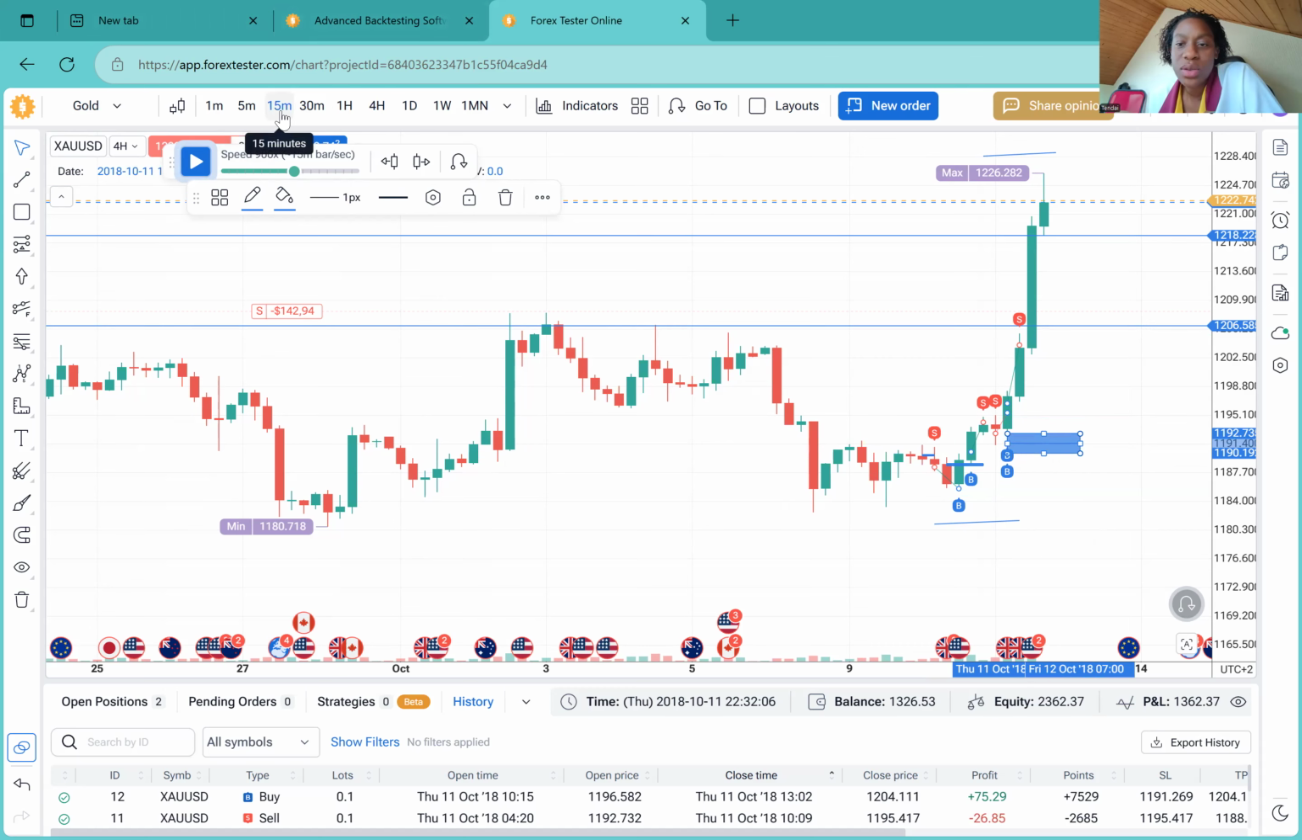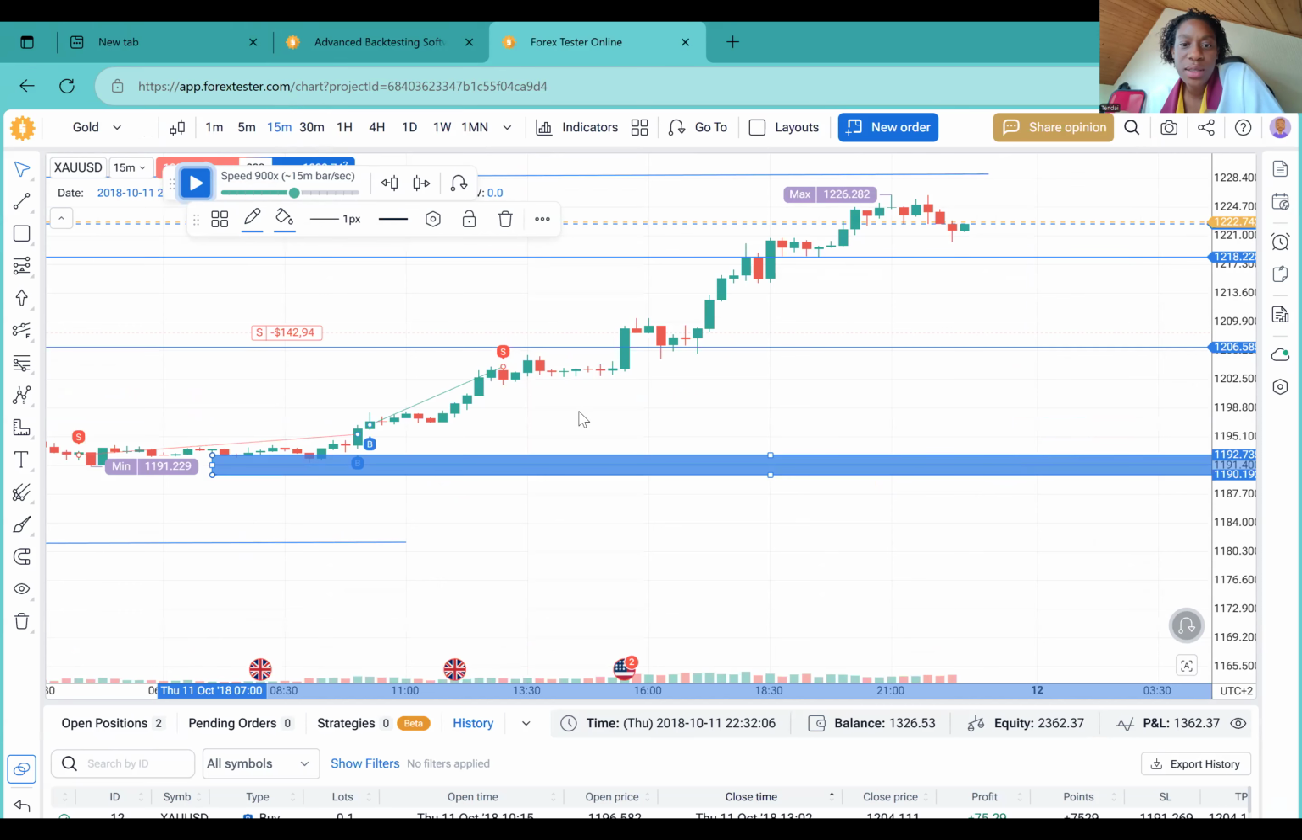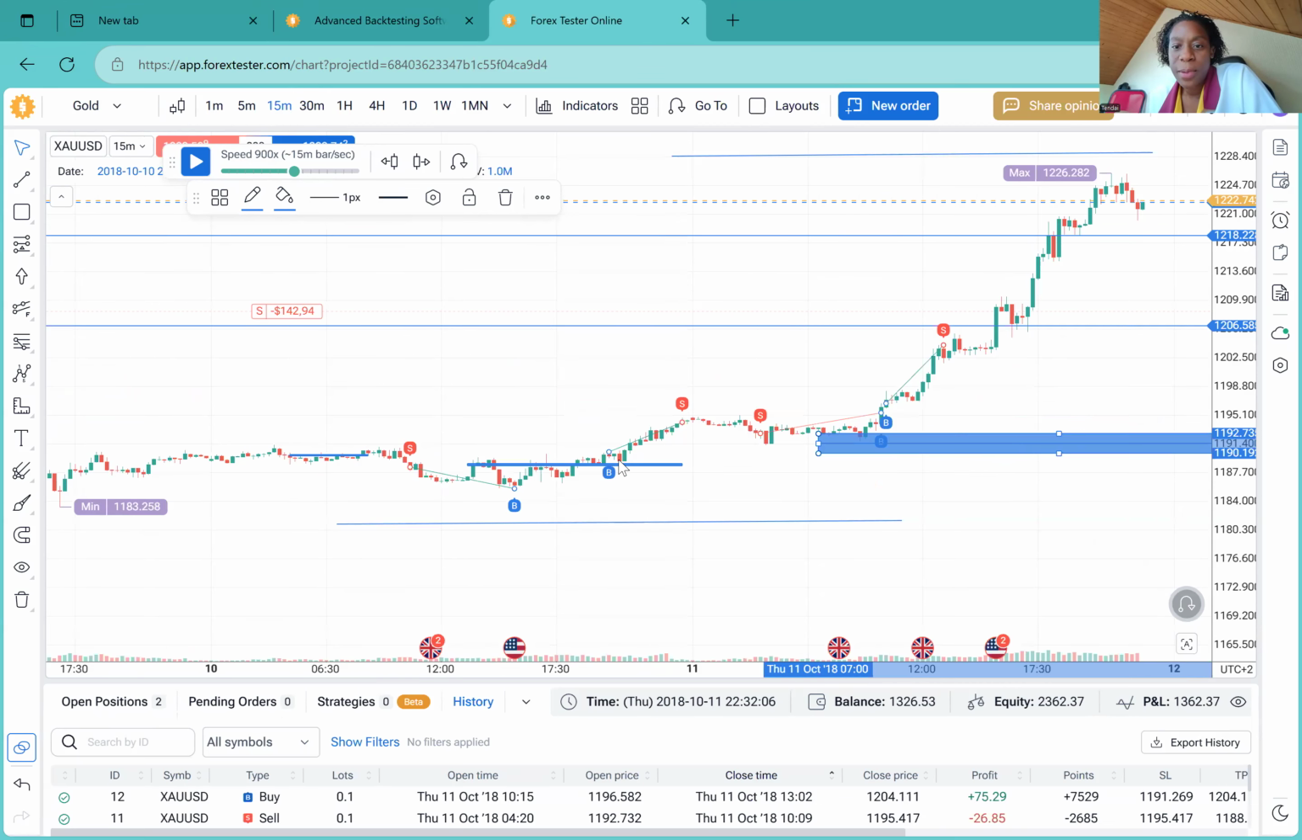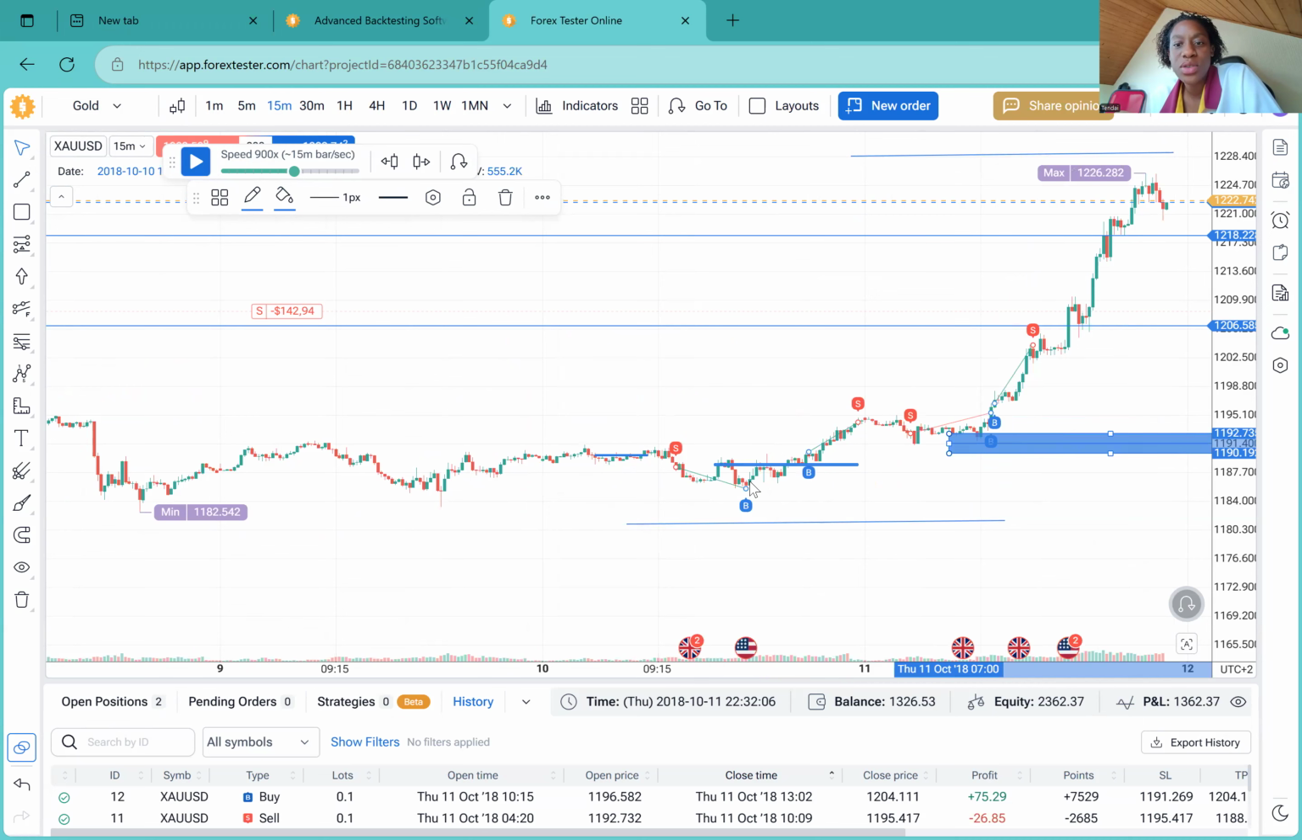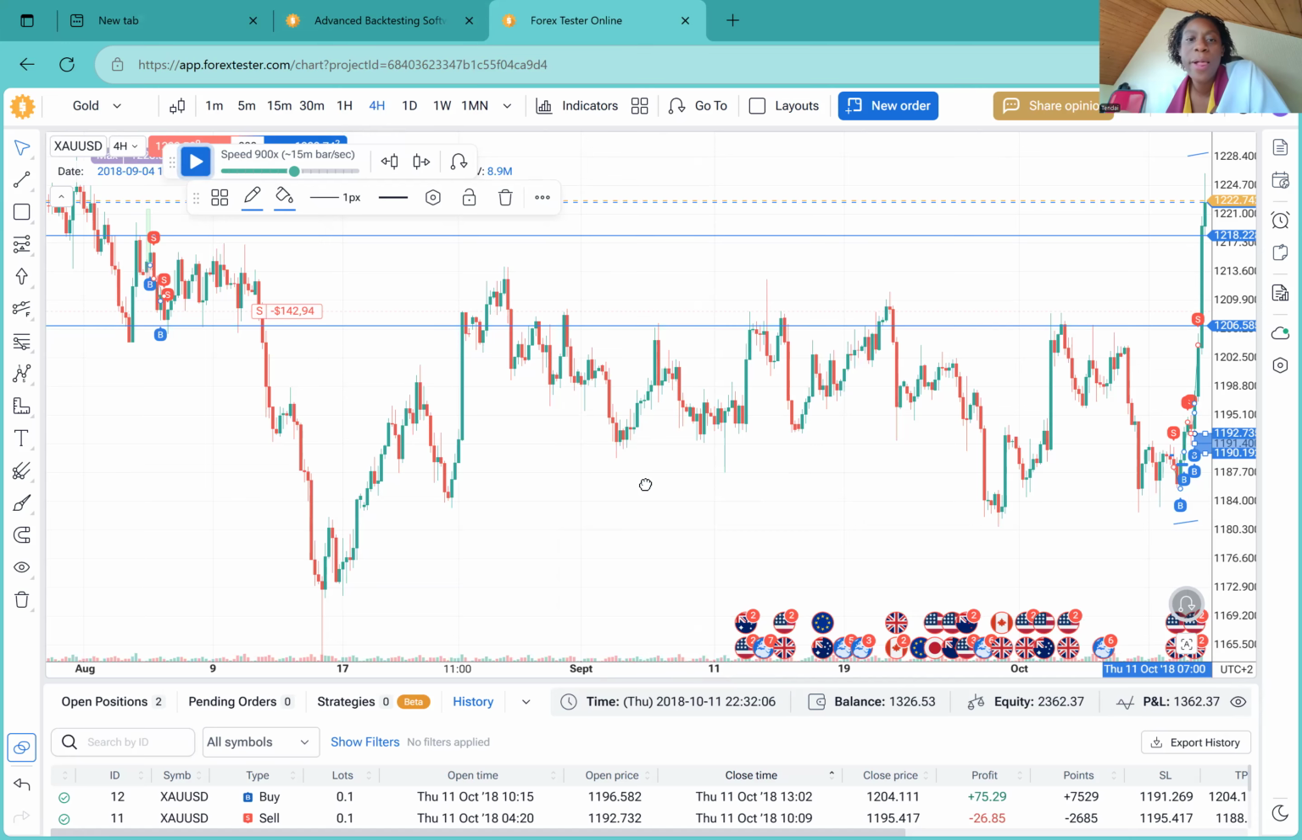If we look into the 15-minute, you find that the lowest part is this part, and price did go up. And this is our new area where the buyers are. So this is in the 15-minute. Okay, so we're going back to 4-hour.